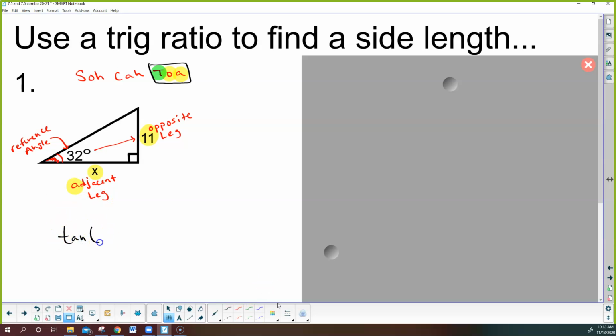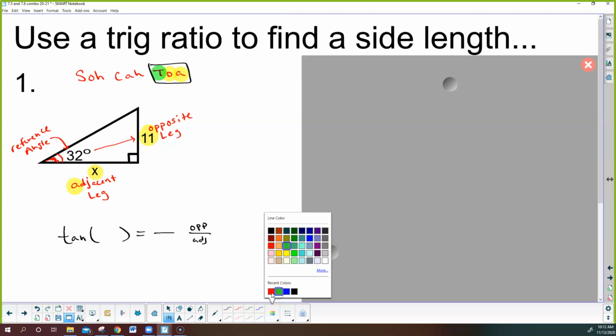What was it? It was the tangent of the reference angle is equal to the opposite leg over the adjacent leg. All right, well, whatever was after the tangent was always the reference angle. So that's going to be 32 degrees.